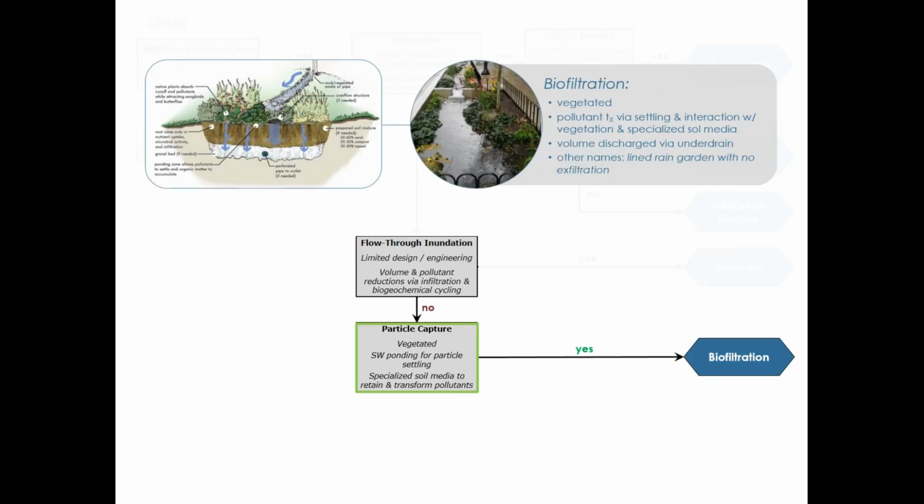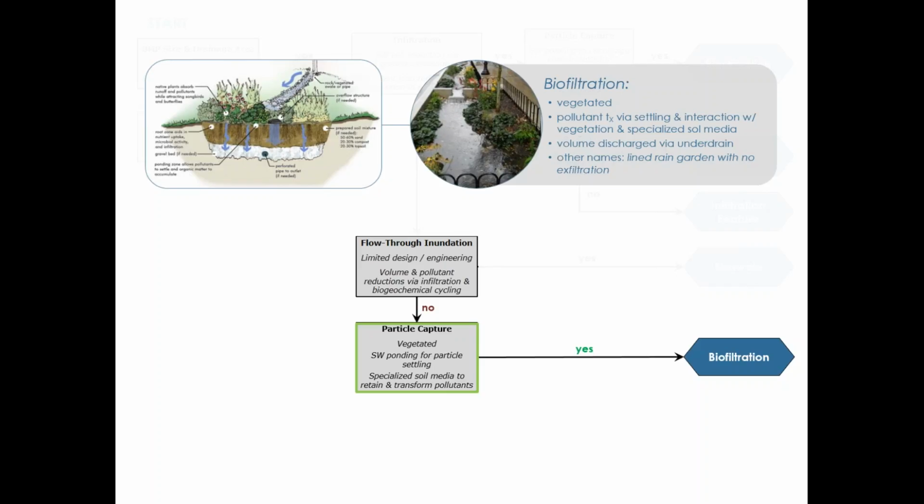The outlet design allows for some ponding prior to outflow and may be a passive surface outlet like a curb cut or a piped overflow. These BMPs are constructed with a specialized soil media to a depth of 1.5 to 2 feet to enhance the retention and transformation of pollutants via biogeochemical processes.